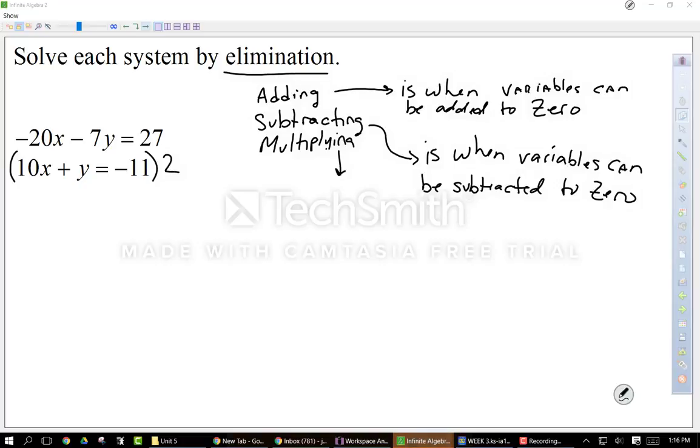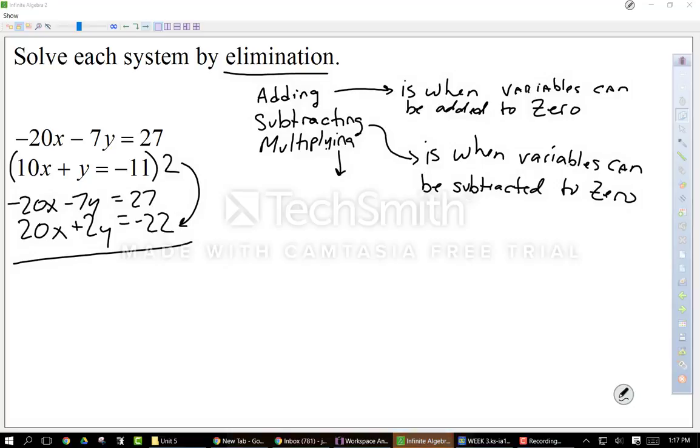When I multiply it by 2, I get 20x plus 2y equals negative 22. I'm going to write the first equation right above it. Now my second equation was turned into this one. So we're going to use the second one when I answer my problem. Well, now if I look, negative 20x plus 20x gives me 0, so I'm going to add these together. Negative 7 plus 2 is negative 5y. 27 minus 22 is 5. I divide, y equals negative 1. So my answer, negative 1, is in my y spot.